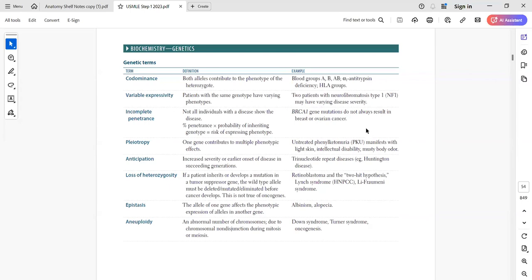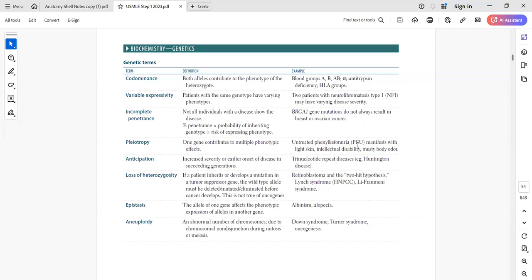A patient would have a BRCA1 gene mutation, but the patient would not present with breast cancer or ovarian cancer. So that's incomplete penetrance. Now, pleiotropy: pleo means many. So when one gene contributes to many phenotypic effects, that's pleiotropy.